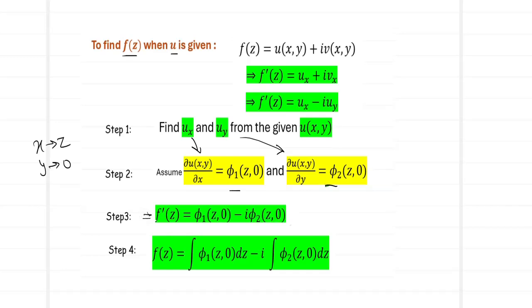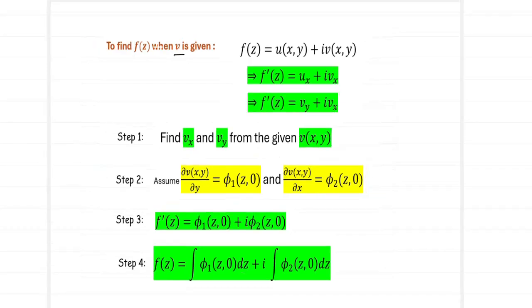From my derivative f dash of z, I was able to get my f of z by integrating the functions with respect to the single variable dz. This was when u was given. And now when v was given, we did the same thing, but ux is equal to vy by our CR equation. And so the format for your f dash of z becomes v with respect to y plus i times v with respect to x.